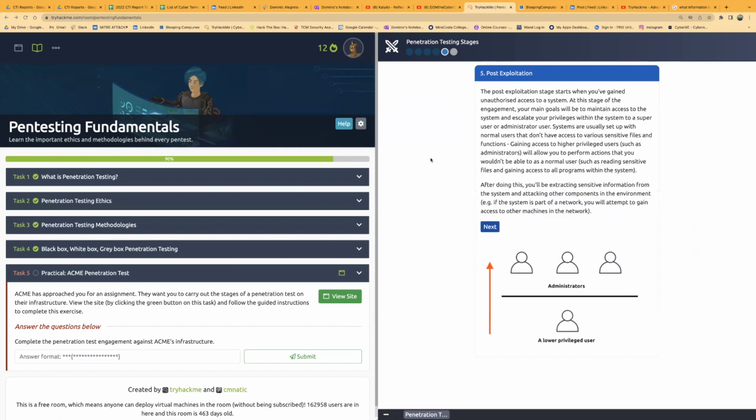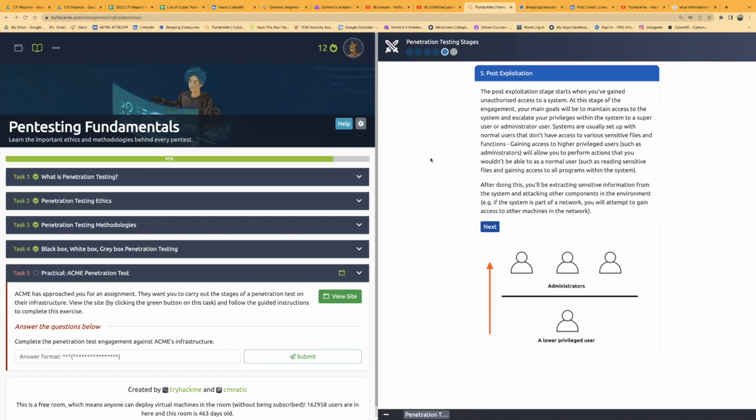Next one, this is post exploitation. So these are the steps after you gain unauthorized access to a system. So this will be your main goal. This will be maybe pivoting. What other information or access can you get to the systems after gaining privilege escalation, right? Can you get access to higher privilege users? Can you get admin? Can you get passwords? What can you get? That's basically what you're doing, right?